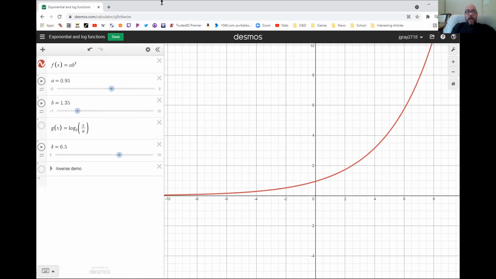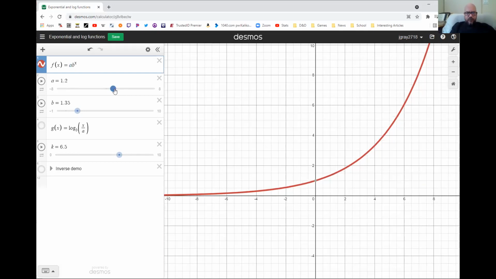I want to talk about what A and B do to the function, right? What changing A and B do to the function. So here's the thing I want to point out first. So here's A. A is the coefficient here. This is not part of the base. The base is B, which is a good reason to call it B. And watch what happens when I change A.